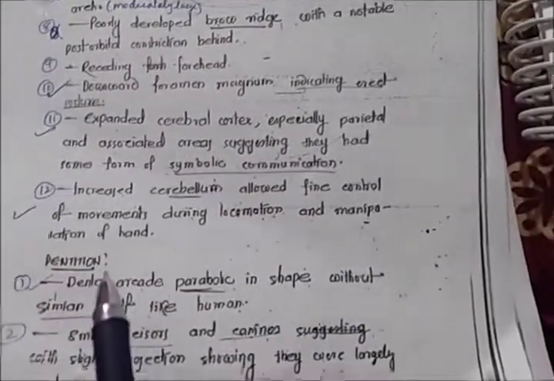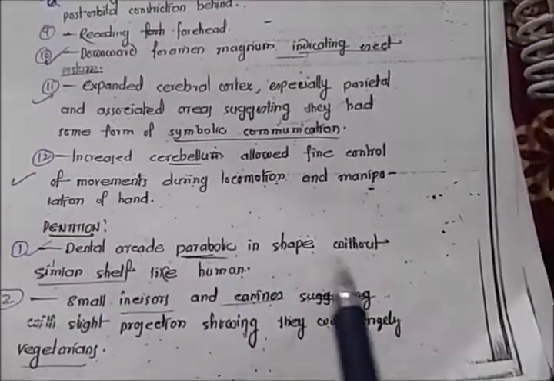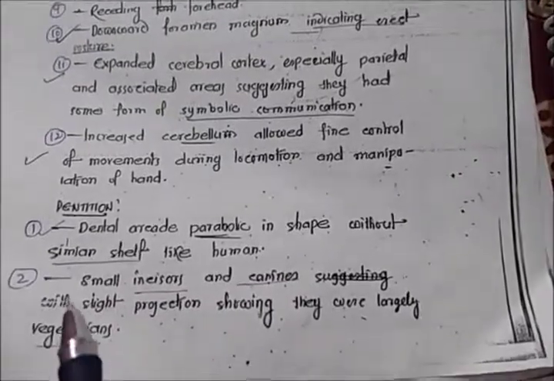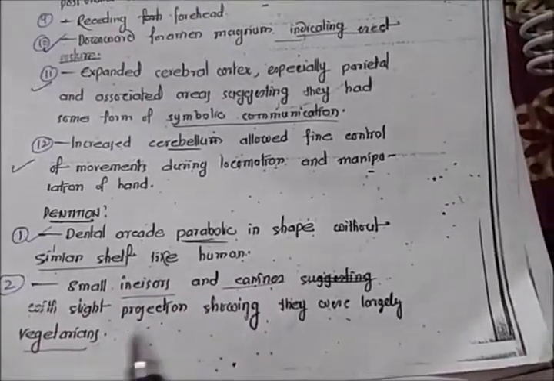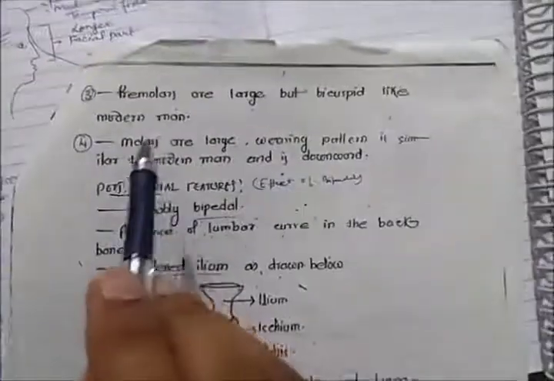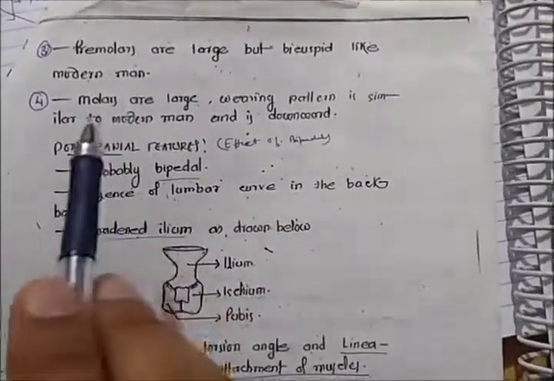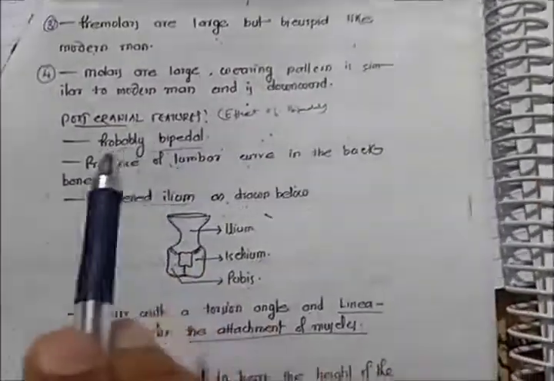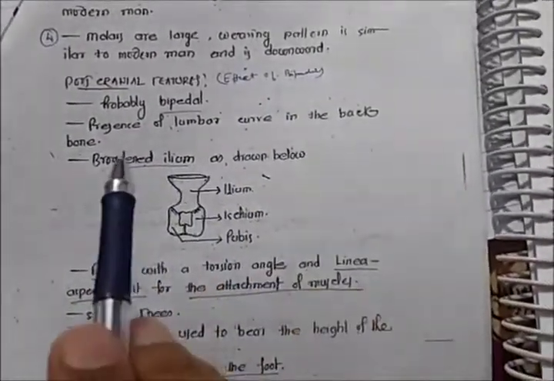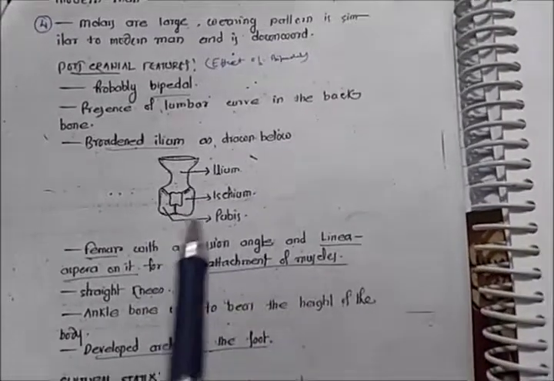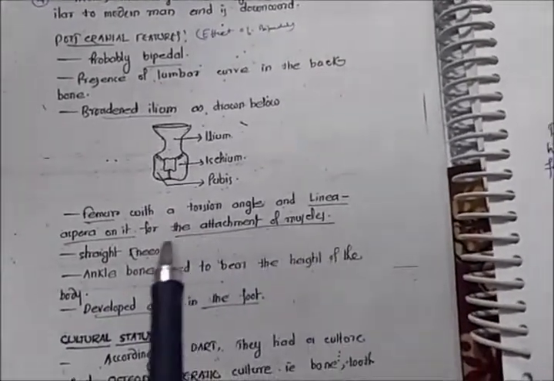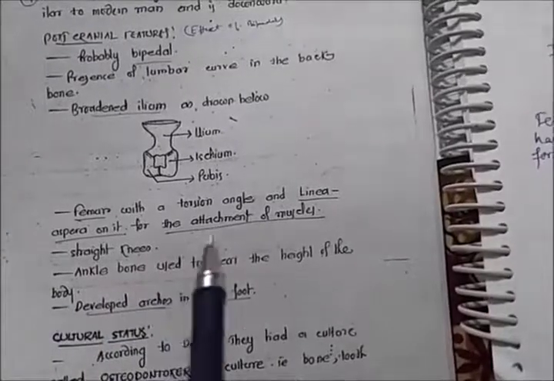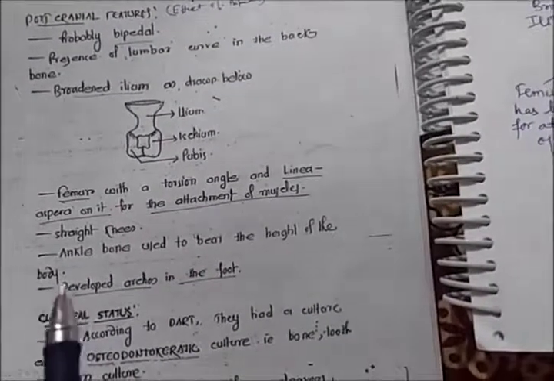Then dental arcades are parabolic, without a simian shelf, and it resembles humans, with small incisors and canines with slight projection, showing that they were largely vegetarians. And the premolars are large and bicuspid. Molars are also large. They were bipedal, with lumbar curve, broad ilium, femur with linea aspera on it for attachment of muscles. Straight knees, ankle bone used to bear the weight of the body. Developed arches in the foot. So this is the diagram you can see and remember.